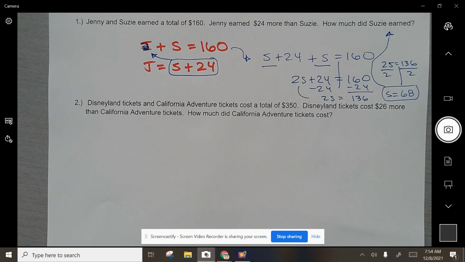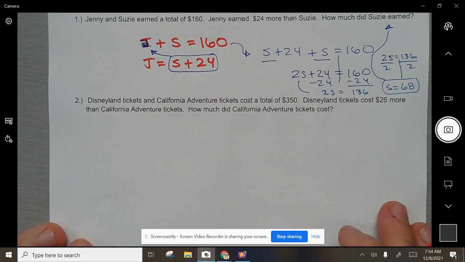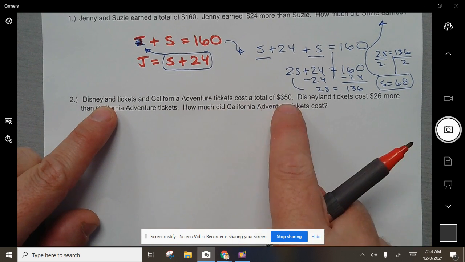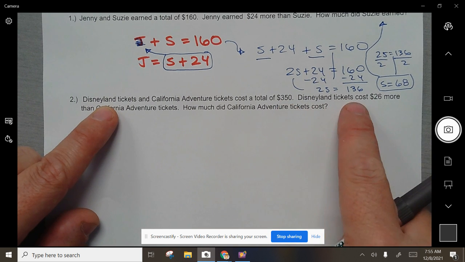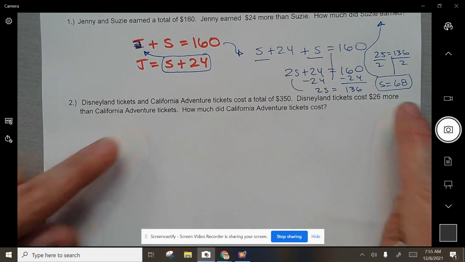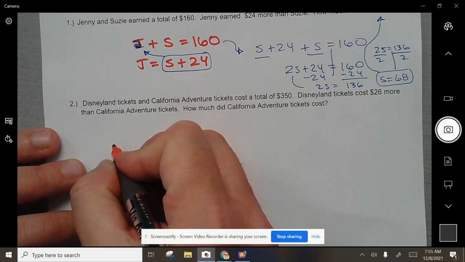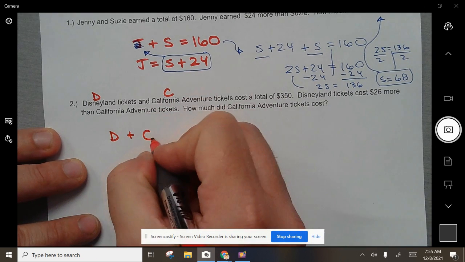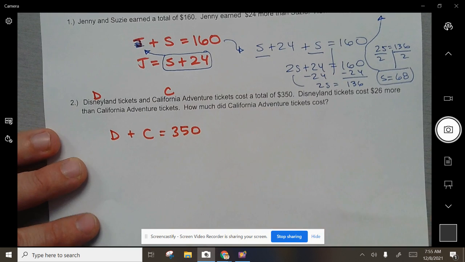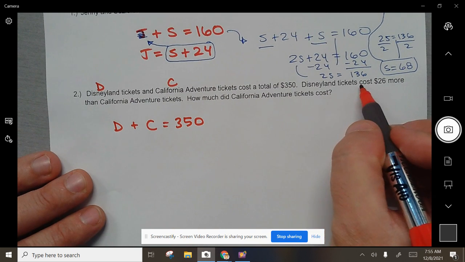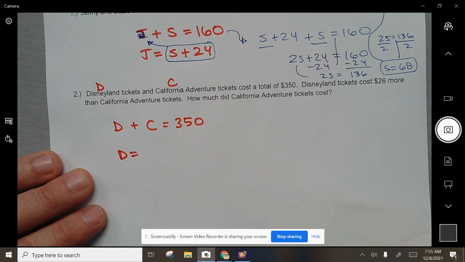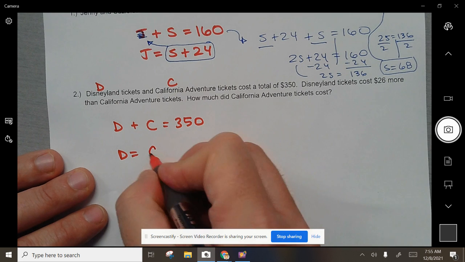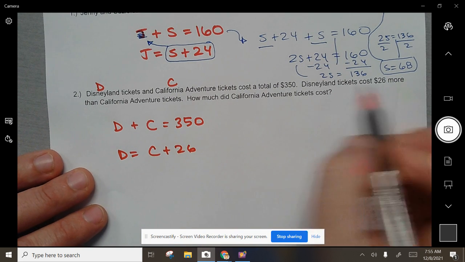Disneyland tickets and California Adventure tickets. The bell's going to ring. Ignore that sound in a second. Disneyland and California Adventure tickets cost a total of $350. Disneyland tickets cost $26 more than California Adventure tickets, okay? So Disneyland is D, California is C, okay? D plus C equals a total of $350. Disneyland tickets cost 26 more, so more than what? California Adventure. So C plus 26. Does that make sense? 26 more than California Adventure.